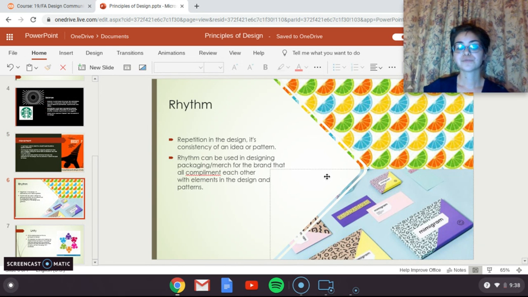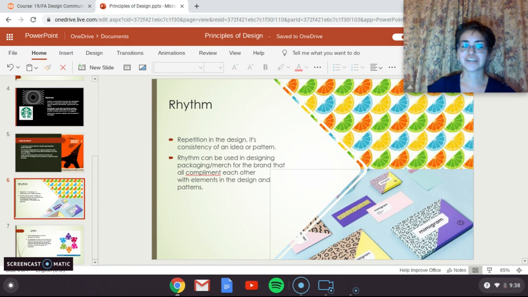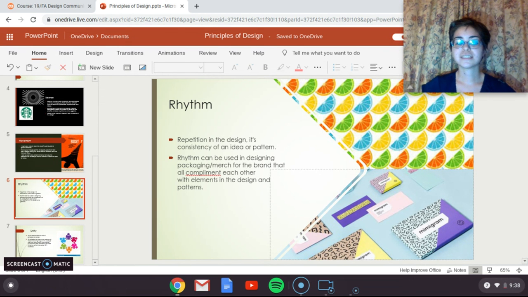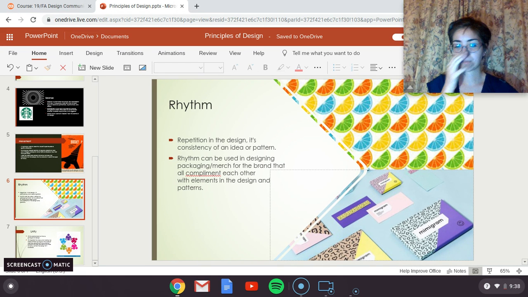Rhythm. Rhythm is repetition in the design. It's consistency of an idea or pattern. Rhythm can be used in designing packaging, merchandise for the brand that all complement each other with elements in the design and patterns.